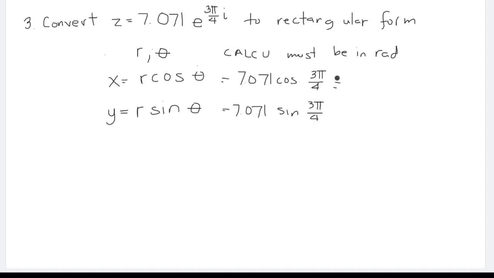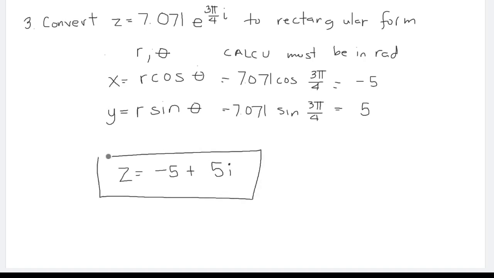So if we input it in the calculator, in radian, we result with the value negative 5 for x, and for our y, that is positive 5. So our value of c in rectangular form is negative 5 plus 5i. So that is a conversion of our z to rectangular form.